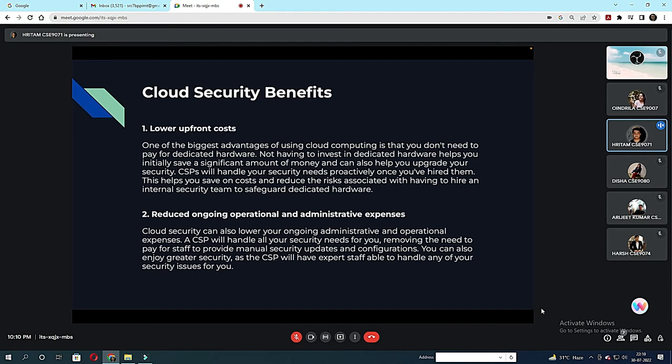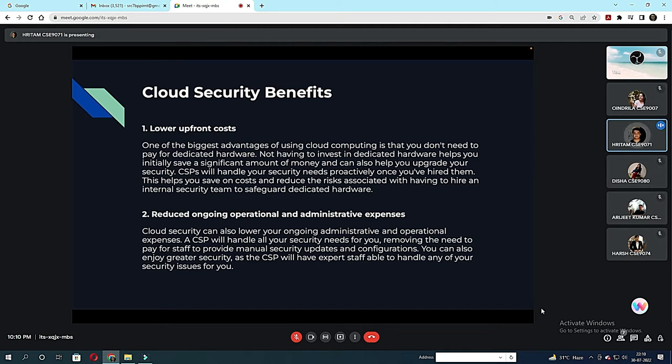Next, let us discuss the benefits of cloud security. The first one is lower upfront cost. One of the biggest advantages of cloud computing and cloud security is that you don't need to pay for dedicated hardware. The hardware is already set up somewhere in the world. We just need to pay for the services that we are using.